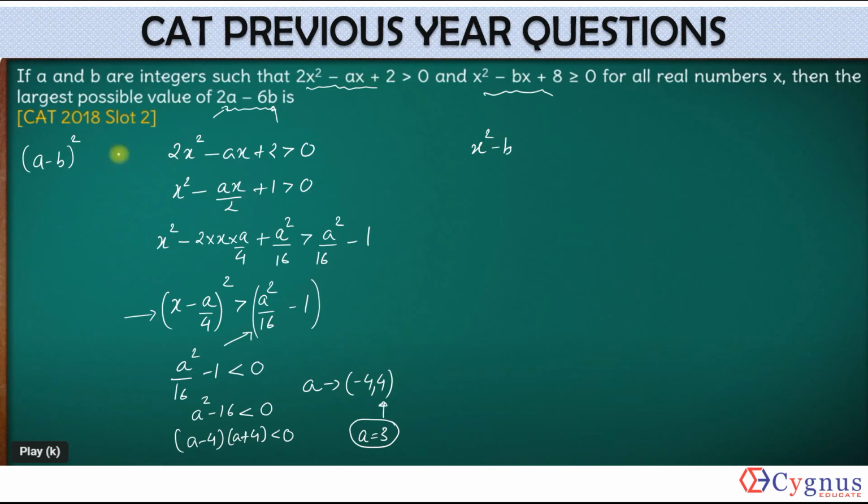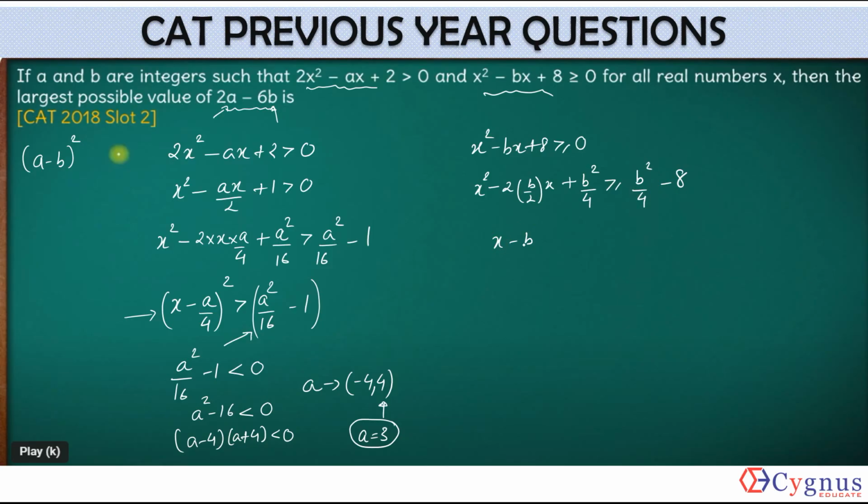x² - bx + 8 has to be greater than or equal to 0. Now what's given here? Now let's convert this also into a perfect square. How do we write it? x² - bx + 8. So we can write it like this. x² minus twice of b/2 into x. So in that case, what do we need to add here? We need to add b²/4 here. So let's add it on the right hand side also, b²/4 - 8.